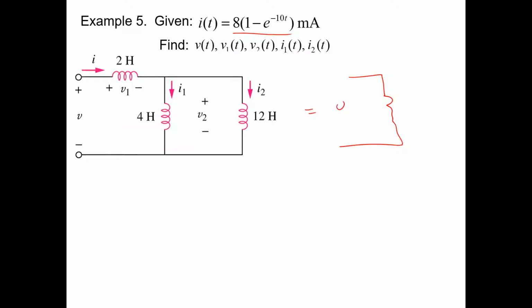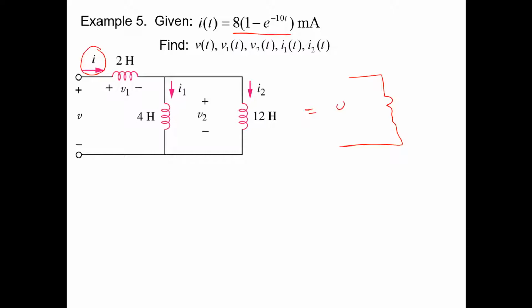This is a different world here, working with inductors and capacitors, right? So we are going to solve this problem. Basically we know the current going into the positive terminal of this network of inductors, and we're supposed to find all these other things.